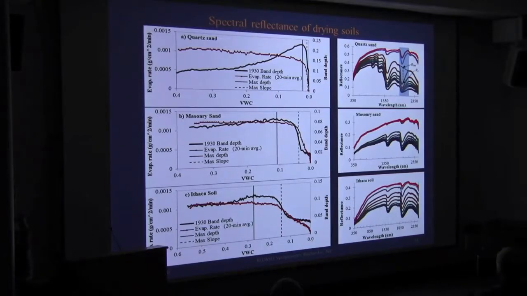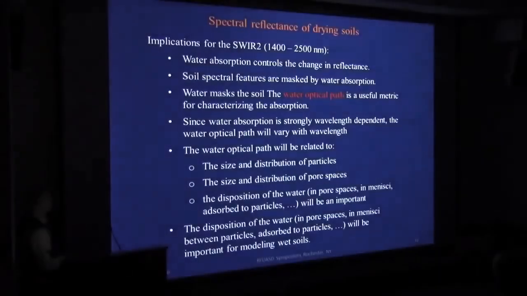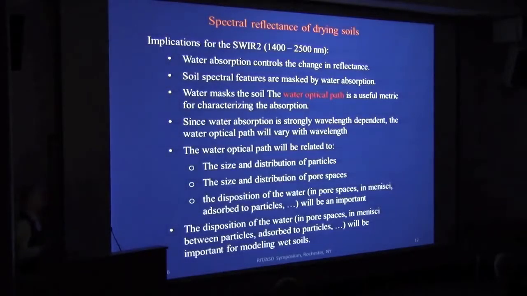So water's controlling the color change, both in the magnitude and in the subtleties. It's controlling the reflectance characteristics. Soil spectral features are masked by the water absorption, and water masks the soil. The water optical path is a useful metric, and that's going to be a spectrally changing thing. How far is the light getting through the water before it's pretty much gone? I can go into that more if anybody's interested later.